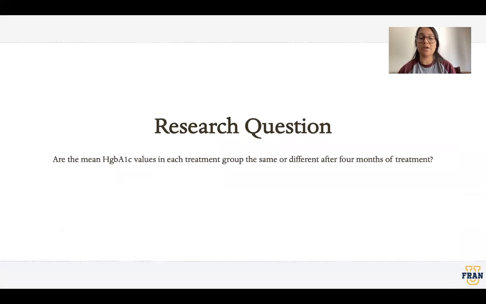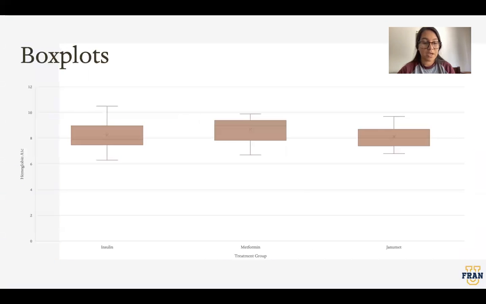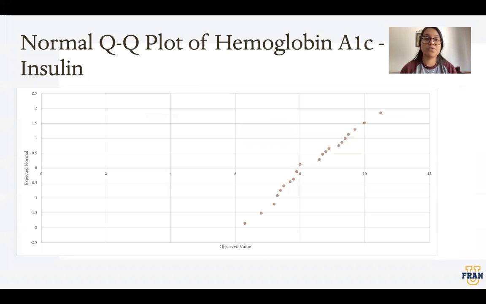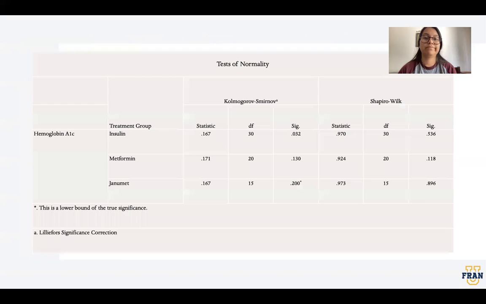So for diabetes 1, the first research question is, are the mean hemoglobin values in each treatment group the same or different after 4 months of treatment? So to determine if there was a statistical significance, a one-way ANOVA F test was run. Box plots were used to reveal that there are no outliers between the 3 treatment groups. So thankfully the data was normally distributed as well. We can see that through the QQ plots, this is just a depiction of the distribution of the 3 medications, insulin, metformin, and Janumet.